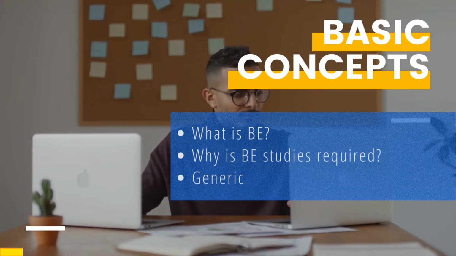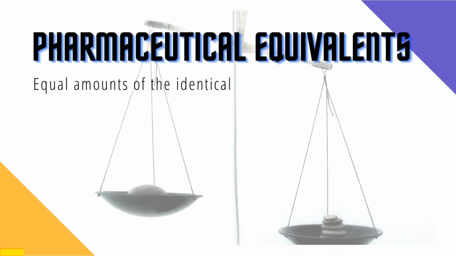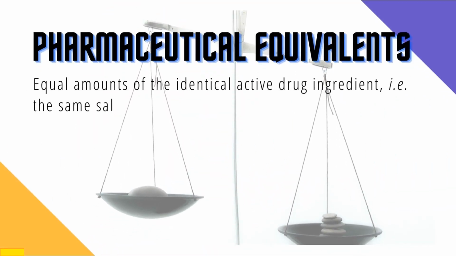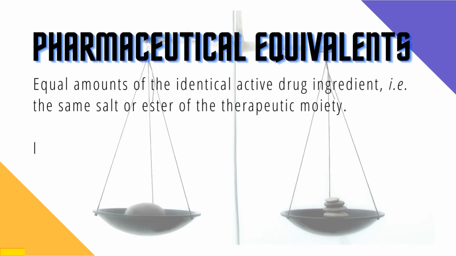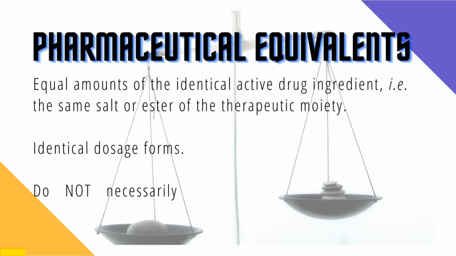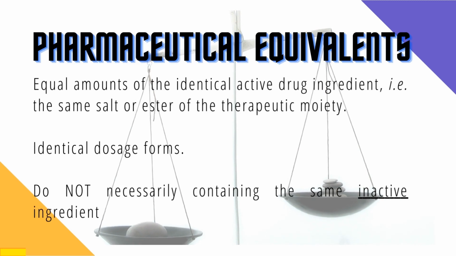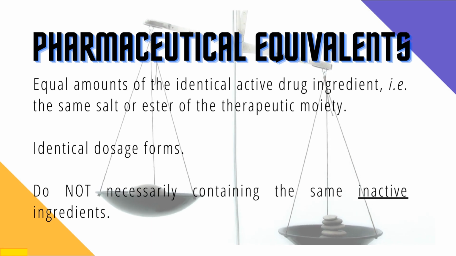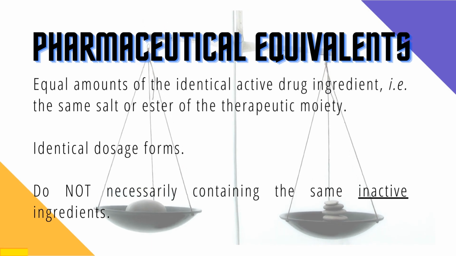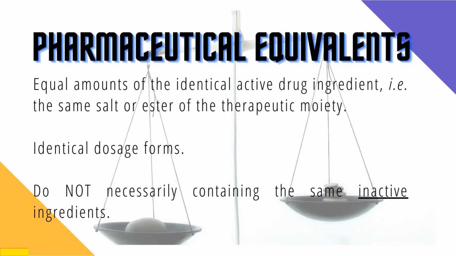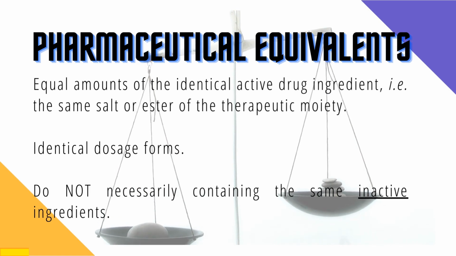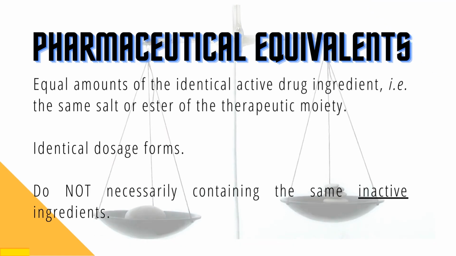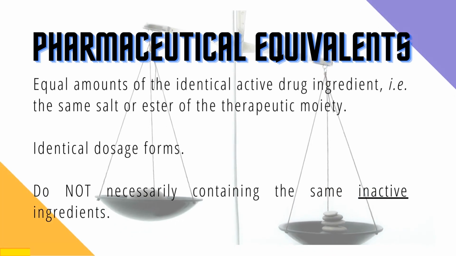Let's go through some basic concepts. The first one is pharmaceutical equivalence, meaning that both products have an equal amount of identical active drug ingredient, the same salt or ester. They are also provided in the identical dosage form. In the concept of BE, we mainly carry out studies on the oral tablet dosage form, for example. But they may not contain the same inactive ingredients, or what we call excipients.